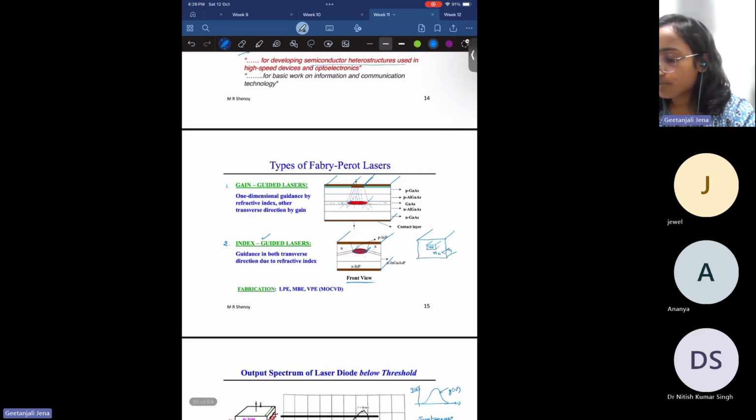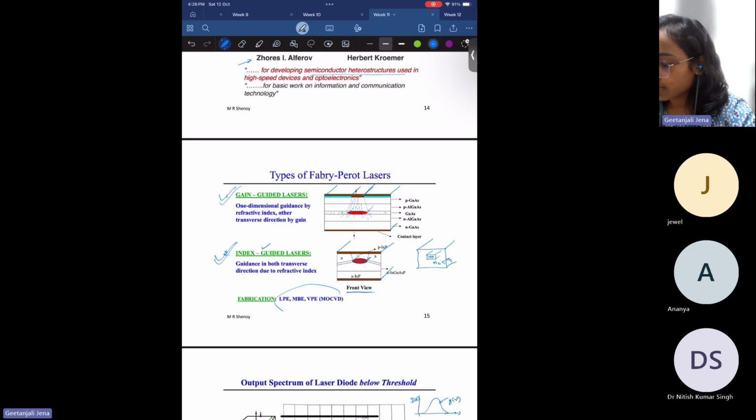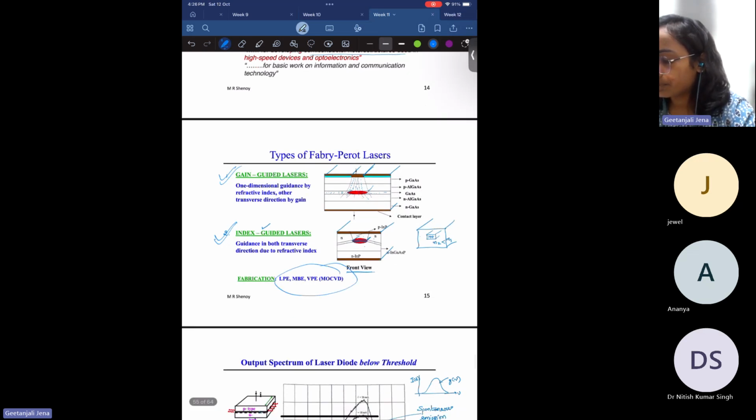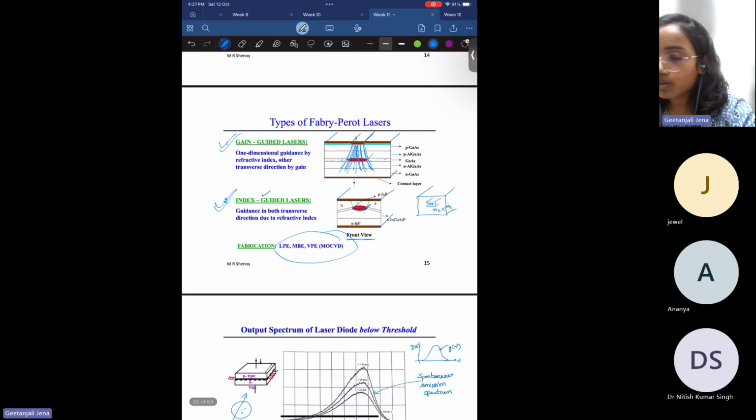So there are two types of Fabry-Perot laser. One is the gain-guided laser, and another one is the index-guided laser. Okay. And to fabricate these, we have these techniques: MBE, VPE, and MOCVD. So in the gain-guided laser, due to the movement of the carriers, there will be gain in the region where the carriers are flowing. Okay. So because of this carrier movement, we'll see gain in the system. But in the index-guided mode, because of the change in refractive index, if you see this case, the refractive index is low in this region, but it is high in this region. So because of this, we'll see guidance in the transverse direction due to the refractive index profile.